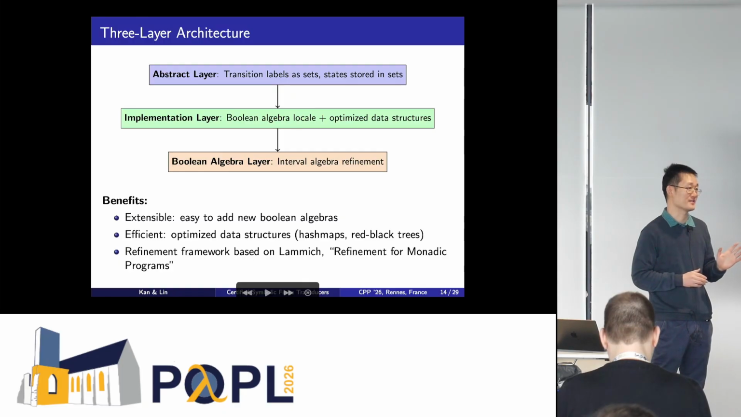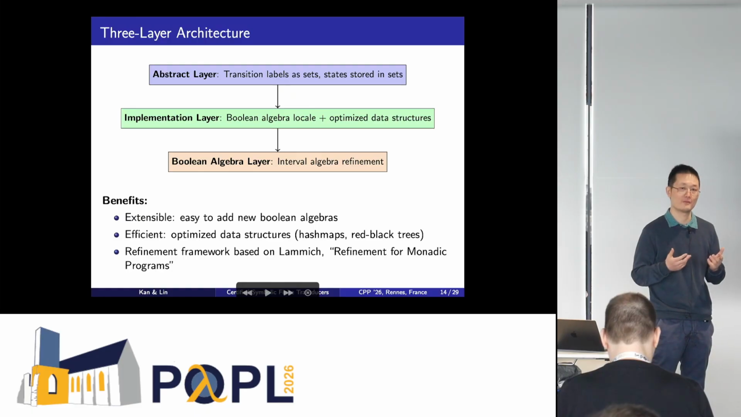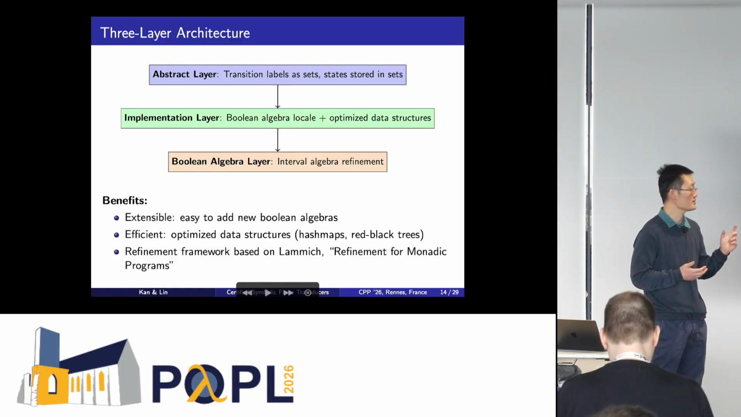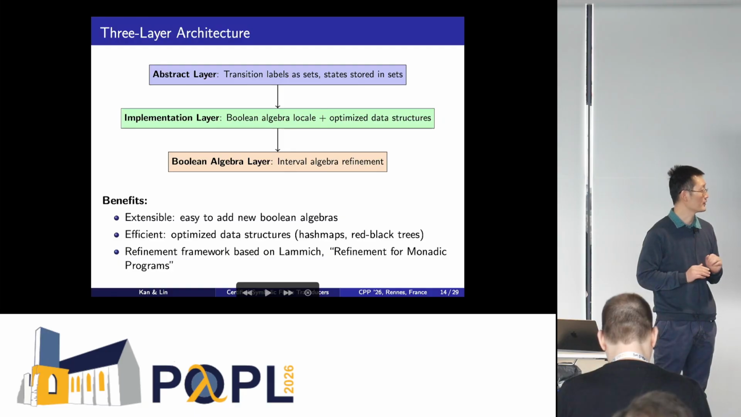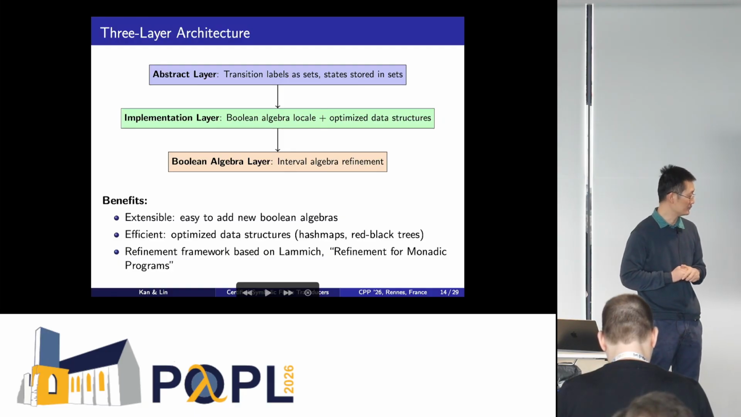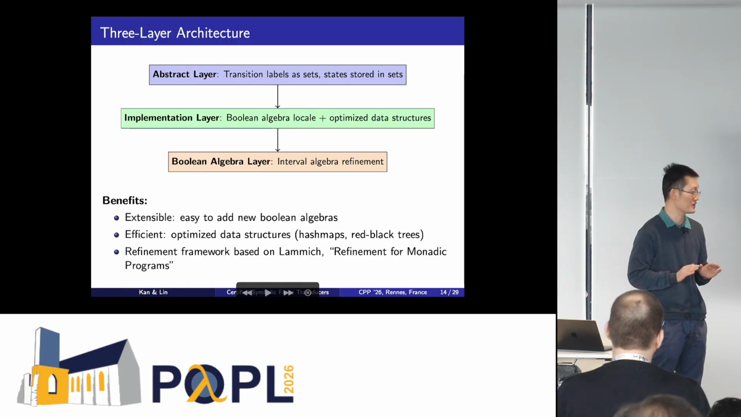Step by step: when you want to add a new Boolean algebra representation, you just need to update the last layer. The first layer is fixed, and you don't need to touch it at all. So it makes us easy to extend. And also with hash maps and red-black trees, it will be very efficient to execute.